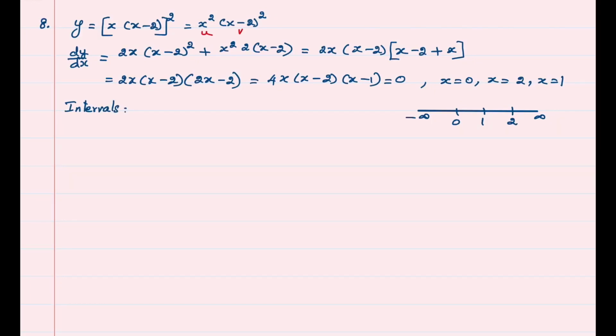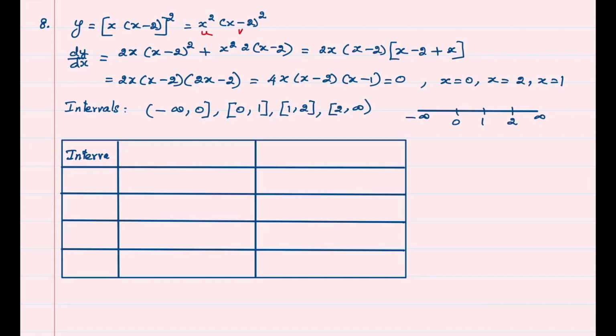Since the word strictly is not mentioned in the question, we can include the critical values in the intervals. So the first interval is minus infinity to 0, closed at 0, closed interval 0 to 1, closed interval 1 to 2, and closed at 2 to infinity. So we have included the critical values in these intervals because in the question we don't have the word strictly. Now we will draw the table.